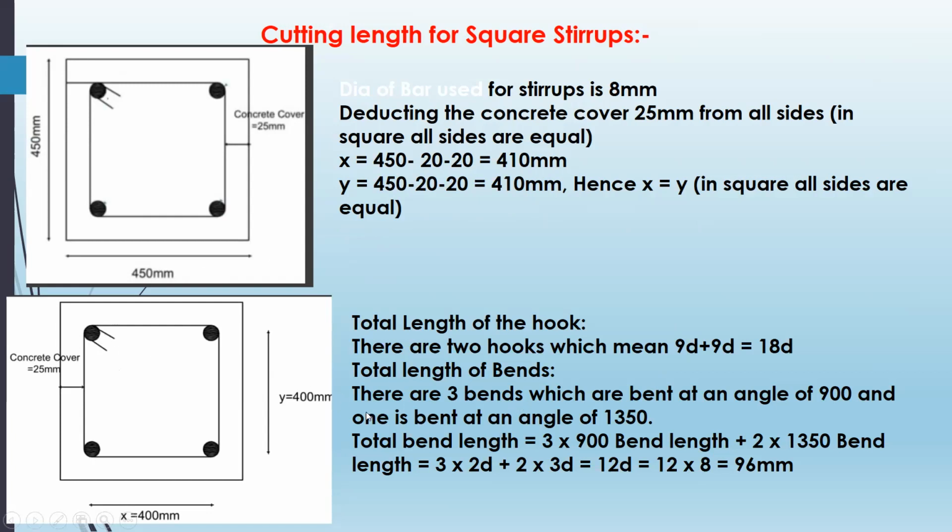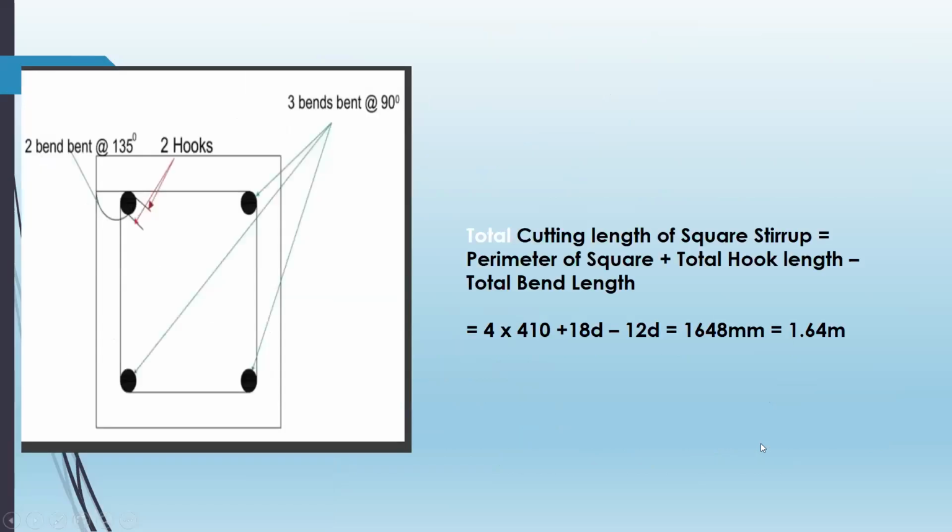Total length of the bend: there are 3 bends which are bent at 90 degree, and 2 which are bent at 135 degree. So total bend length is equal to 3 into the 90-degree bend length plus 2 into the 135-degree bend length. That is 3 into 2 dia plus 2 into 3 dia, which is equal to 12 dia. That means 12 into 8 is equal to 96 mm.